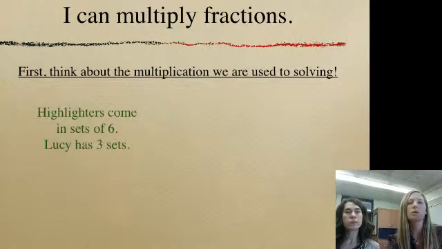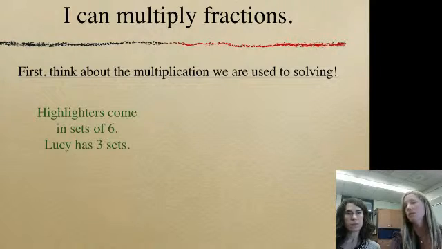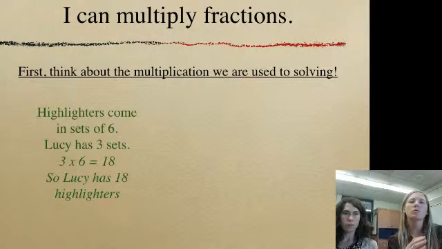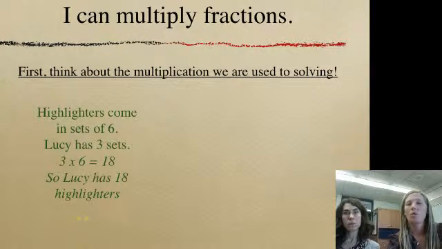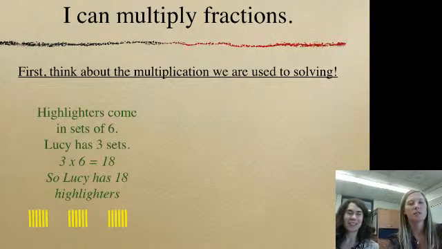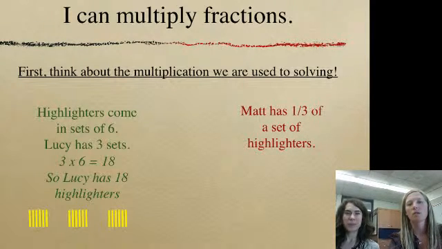So highlighters come in sets of 6 and Lucy has 3 sets. So how many highlighters does she have? So that should be easy, right? 3 times 6 is 18. Yep. Lucy has 18. Well, we're going to use something similar, same type of words to help us understand multiplying fractions. So our next, I forgot we have a nice little visual. So we've got our sets of 6, and there's 3 of them, so she has 18.